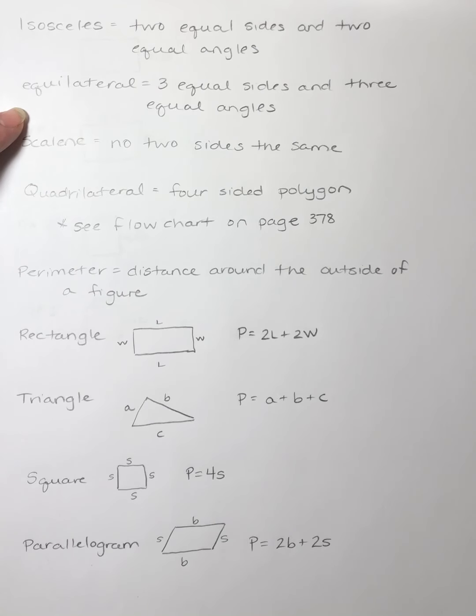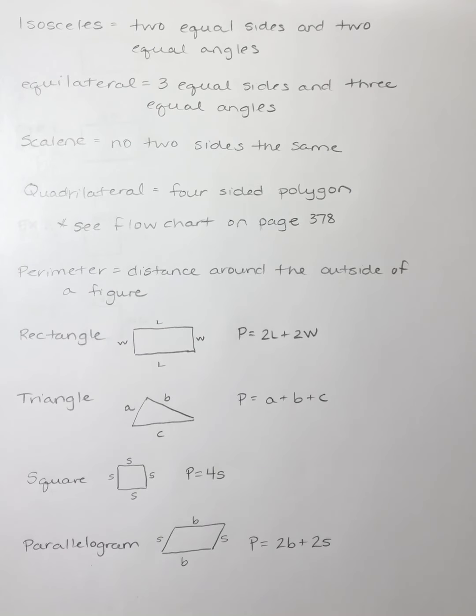An equilateral triangle has 3 equal sides and 3 equal angles. These are often also called equiangular. And then we have a scalene triangle, which has no 2 sides the same. There's no sides, no angles, nothing is the same. All 3 sides, all 3 angles are all different. Then we get into our quadrilaterals.